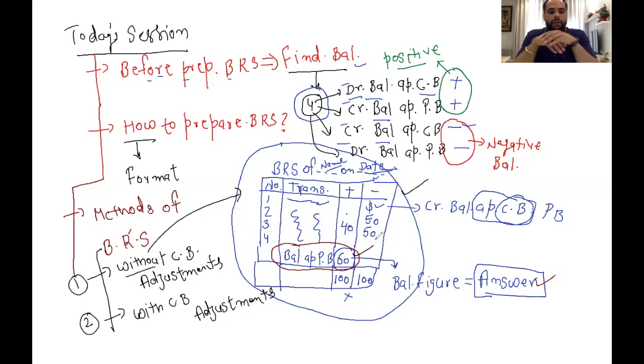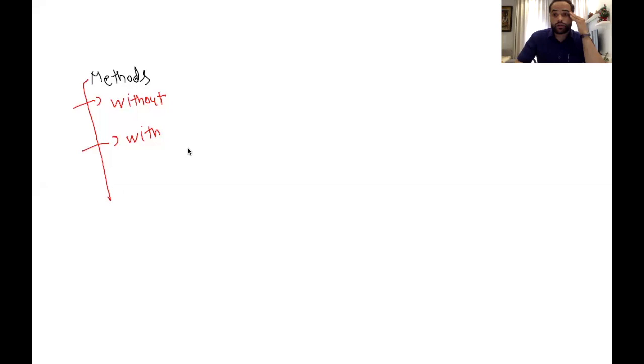Now, second method. What we do in the second method? In the second method, we do not prepare bank reconciliation statement following this format, all right? We don't do that, right? What we do, we only make changes in. Okay, so we continue. As I said, we have two options here, methods or options to prepare bank reconciliation statement.